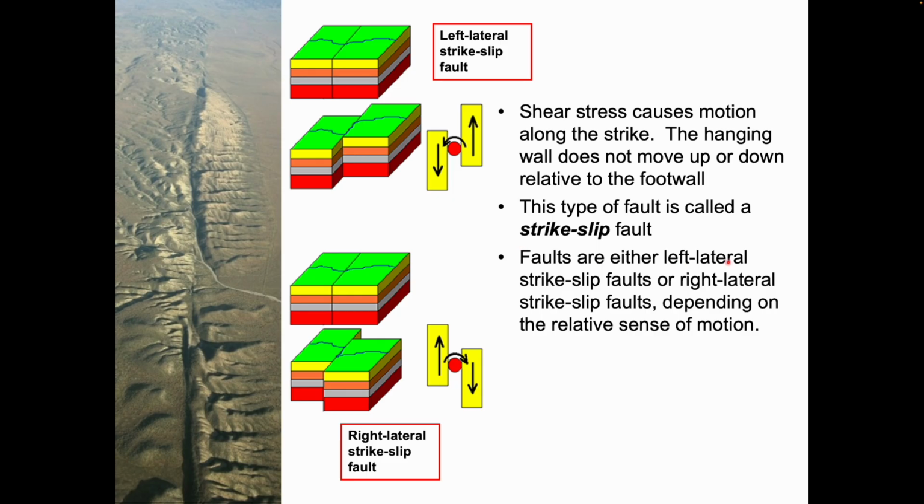Strike-slip faults are either left lateral or right lateral, depending on the relative sense of motion. So if you're standing on one side of the fault, it depends on what the other side of the fault is doing. If you're standing still on this side of the fault, this version of the fault on top here is moving to the left, and that makes it a left lateral fault. Now the opposite, if you're standing on one side of the fault and the opposite side of the fault is moving to the right, that's called a right lateral fault.